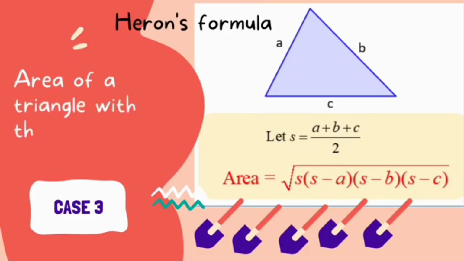Next, let's learn about Heron's formula, which is used to find the area of a triangle with three sides given. From Heron's formula, the area of a triangle is the square root of s into s minus a times s minus b times s minus c, where a, b, and c are the three sides of the triangle, and s is the sum of the three sides a plus b plus c divided by 2.